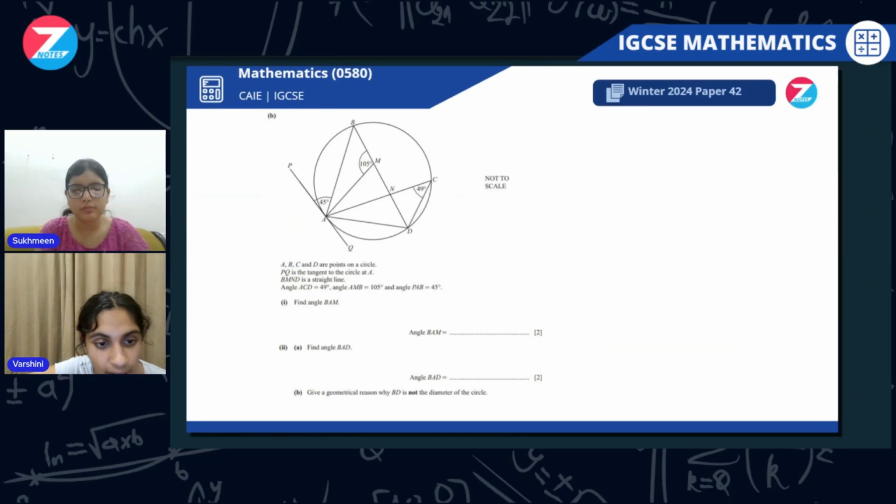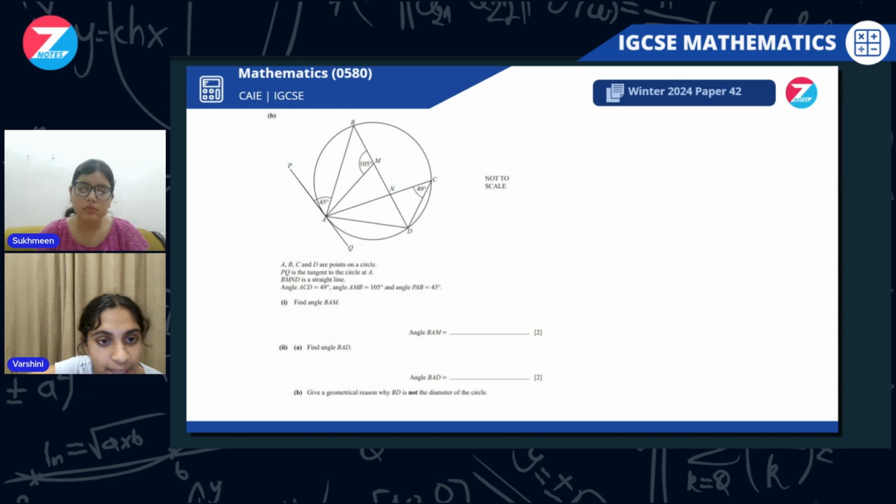A, B, C, D are points on a circle. That's A, B, C, and D. PQ is the tangent to the circle at A, and BMD is a straight line. Angle ACD equals 49. Angle AMB equals 105. And angle PAB equals 45. This one is 45. And ACD is this one, 49.